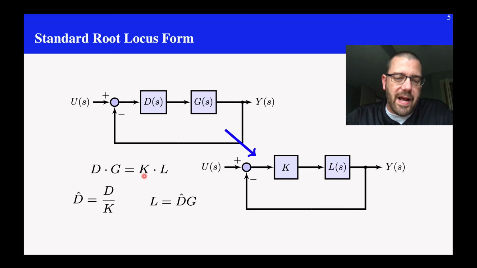So we're factoring out a K from here. Usually that's done by factoring the K out of the controller transfer function and leaving G alone. So if we define D hat to be D with the K divided out, then L would be D hat G, and then D hat G times K would just give us back DG. So this is kind of standard root locus form.